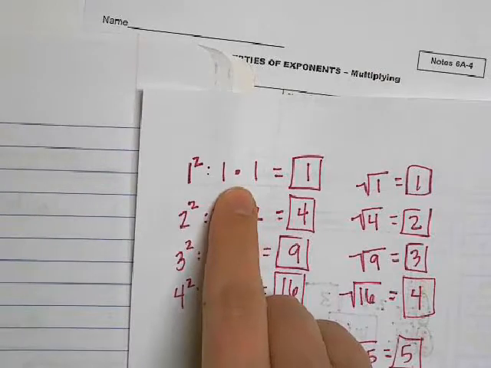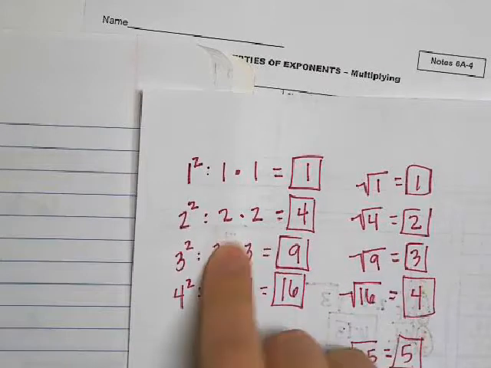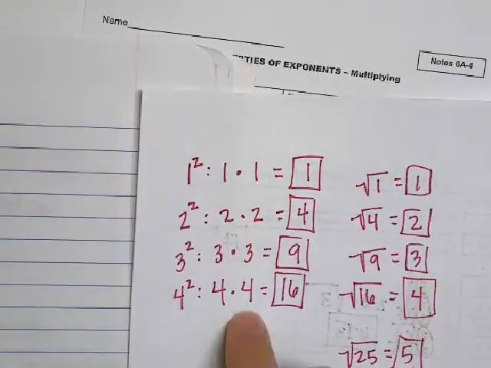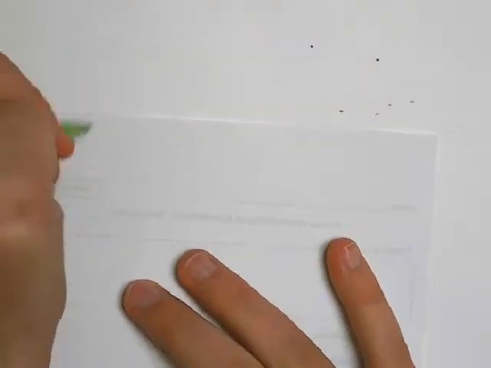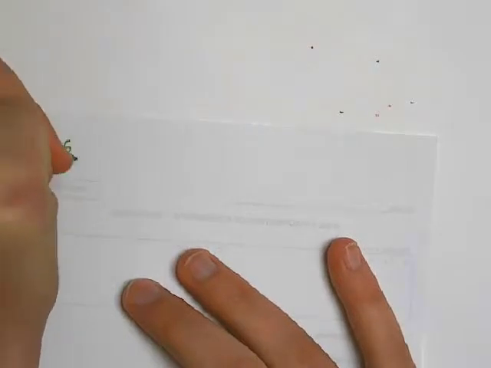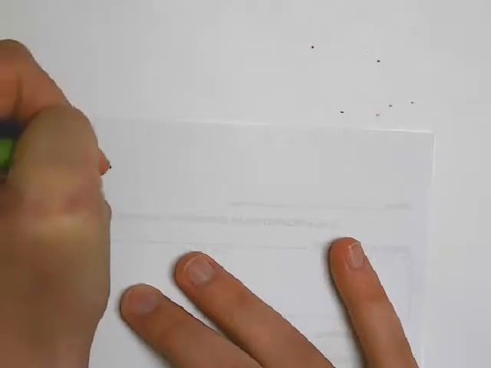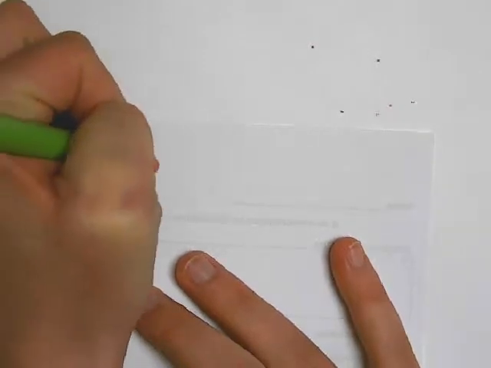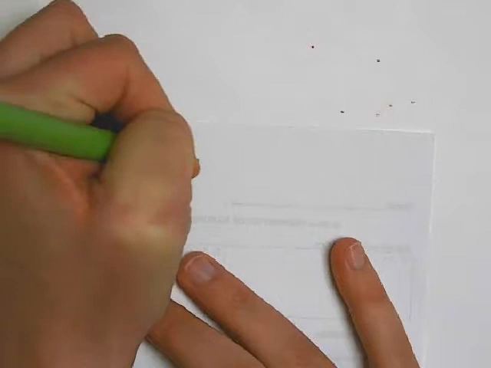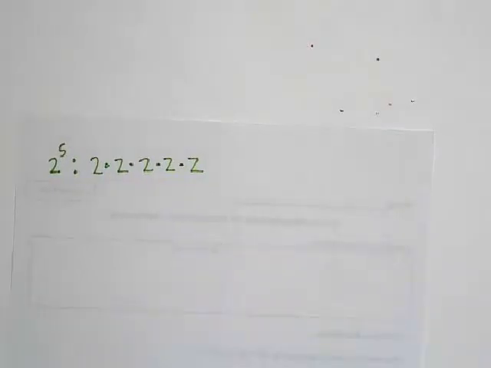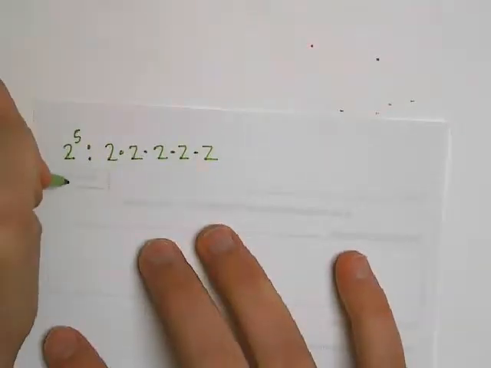1 squared is really just 1 times 1. 2 squared is just 2 times 2. 3 squared, 3 times 3. 4 squared, 4 times 4. And so on. And what if I had something like this? 2 to the 5th power. What is that really? 2 times 2 times 2 times 2 times 2. 5 times.